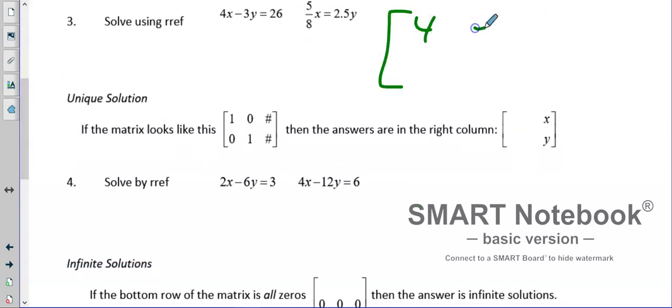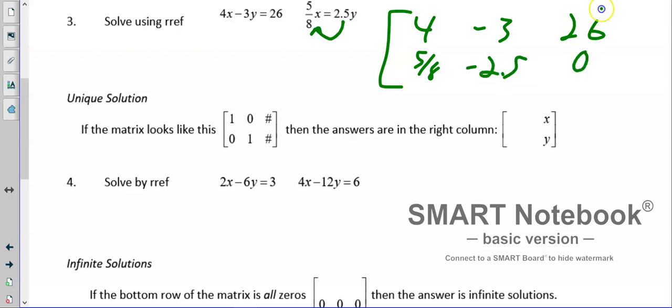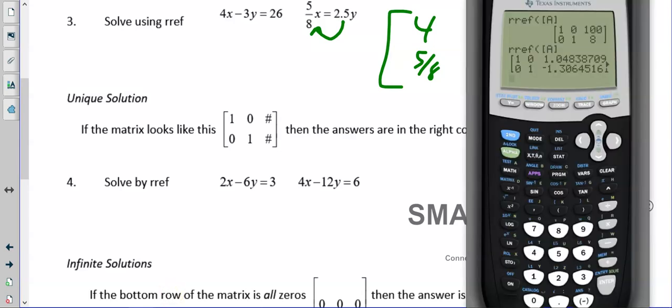So we have 4, negative 3, and 26. This one is 5 over 8. But my y, I need to move over. So that'd be negative 2.5. And then I'd have 0 here. Okay? So, we go back into our calculator.